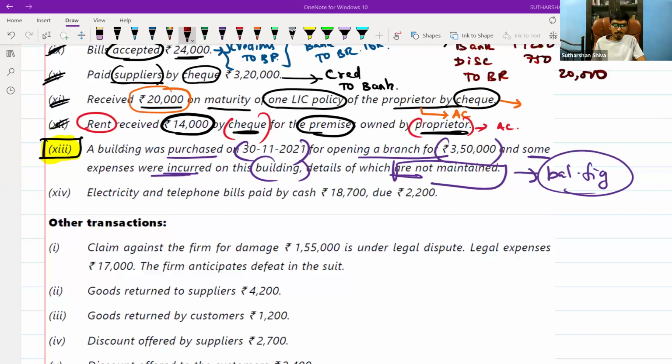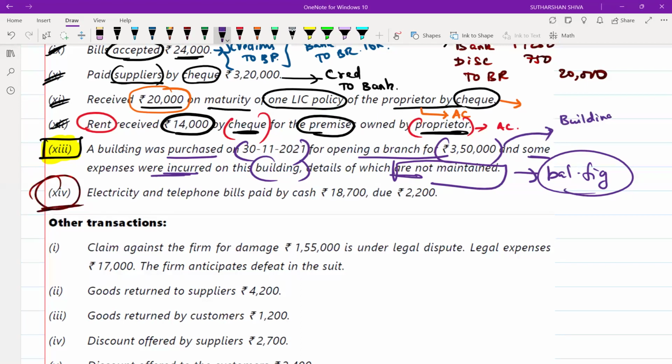Then, what is my 14th one? Or what I will do is an alternative thing which is not there in your book, which is not an actual presentation in the book. What is the journal entry for a building purchased? Building account debit to cash or bank.